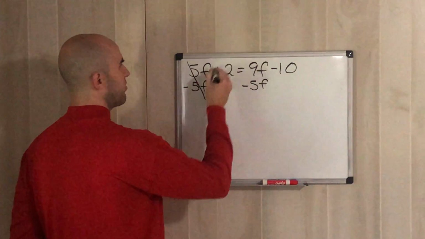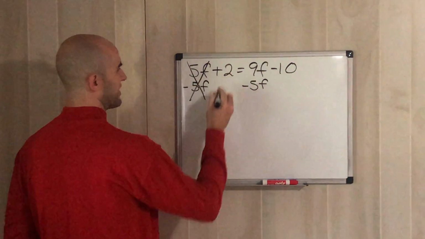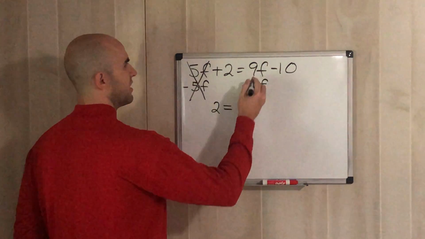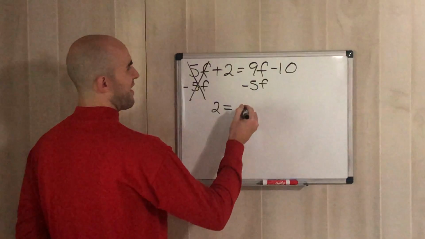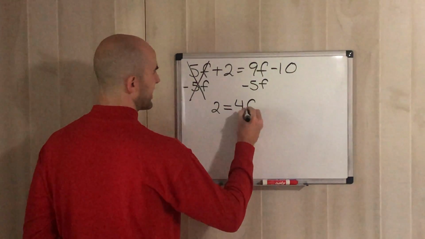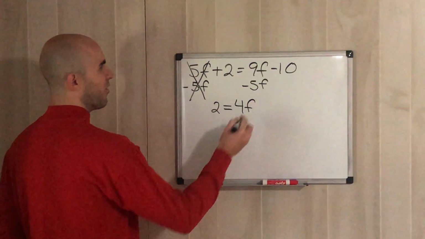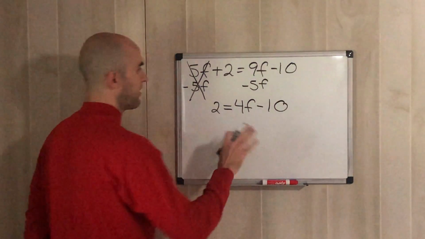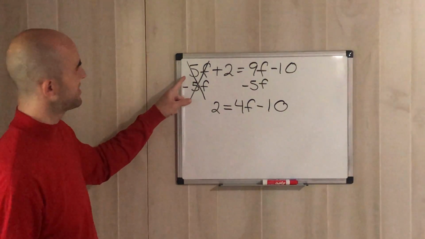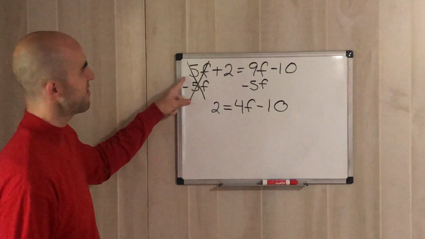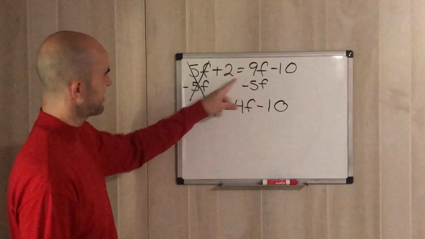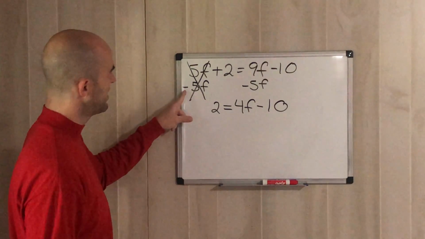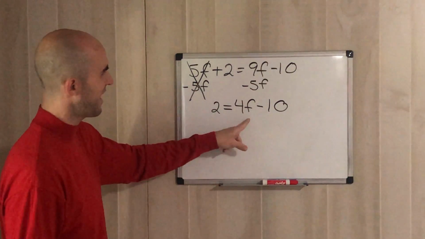So what do we have? Over here on this side, we have a positive 2, right? We have 2. We have equals. We know that 9f minus 5f is 4f. All I did was 9 minus 5 gave us 4. We have a minus, and we have a 10, right? So again, all I did was I got rid of the smallest variable, right? The smallest variable was 5. Brought it to the other side. Opposite of addition, opposite of a positive was a negative. Subtract 5, gave us 4.